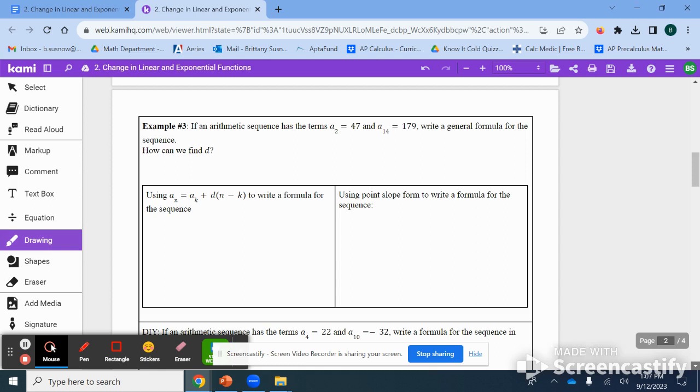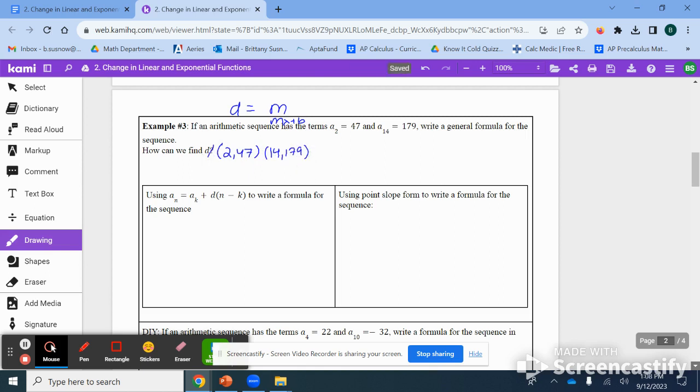Now, yesterday we practiced writing an arithmetic sequence in slope-intercept form. What did the D represent in slope-intercept form? Anyone remember? Slope. It represented our M. Good. So our difference represented the M in mx plus b. So slope. So we need to find our D first. So let's think about this as a point, 2, 47. And we'll think about that as 14, 179. And then we can use slope that way.